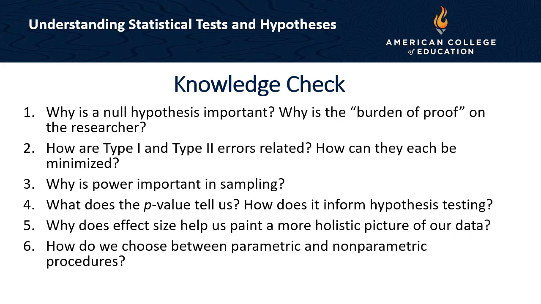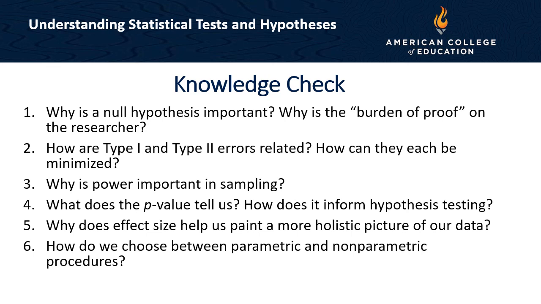Well, we've covered a lot of concepts in this tutorial, so I'd like to pause for a knowledge check. Let's reflect on these questions. Number one, why is a null hypothesis important? Why is the burden of proof on the researcher? Number two, how are type 1 and type 2 errors related? How can they each be minimized?